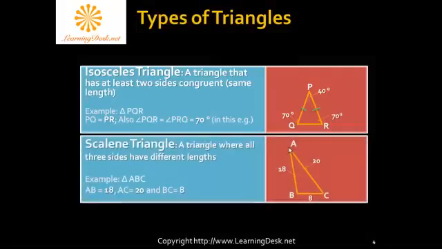A scalene triangle, on the other hand, is a triangle in which none of the sides are of the same length. For example, here it is 8, this is 18, and this is 20. So all the three sides have different lengths, and hence it's called a scalene triangle.